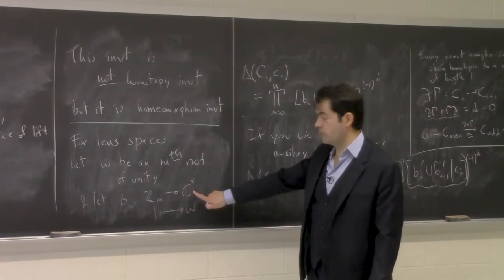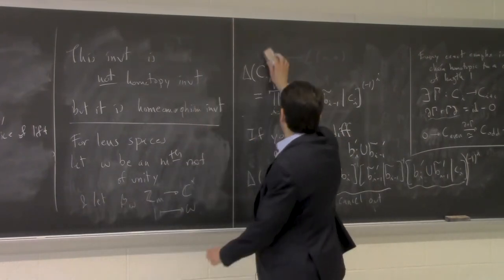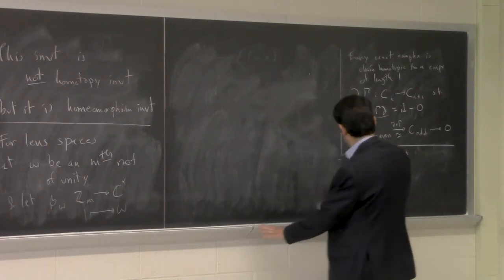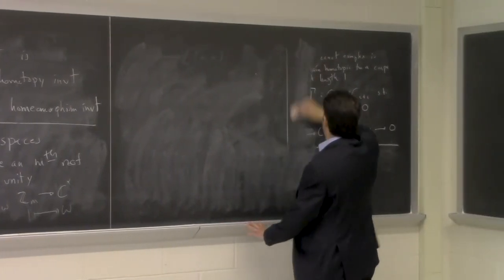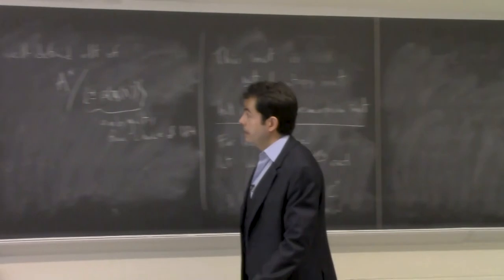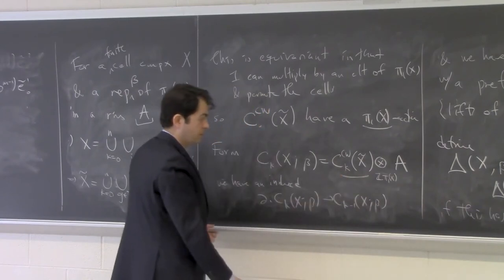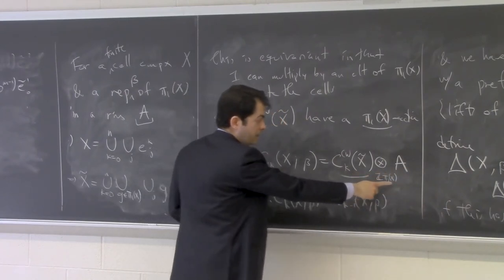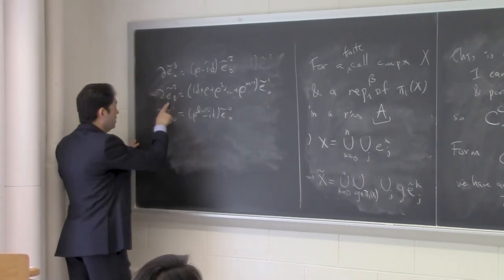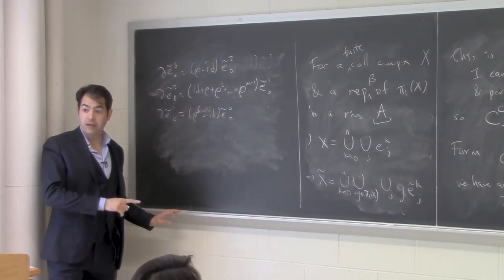Right? So think of these as invertible one-by-one matrices. So it's a one-dimensional group representation. What this has to do is to look at the cell complex that you get by looking at the cells upstairs, tensoring with your ring, and then modding out by the action of the group. Right? So look at the cells upstairs, tensor with the ring, so tensor with the complex numbers, mod out by the action of the group.